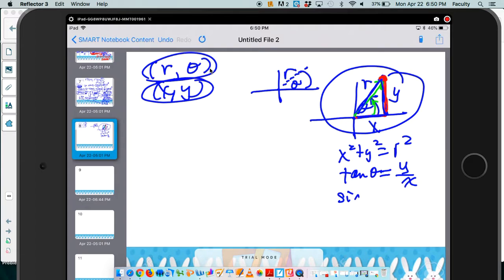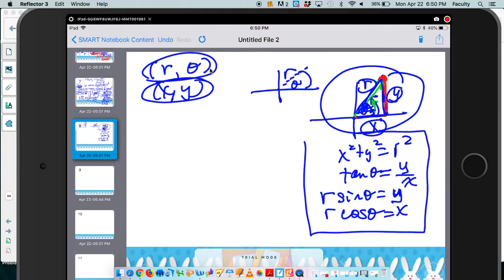Also, we can see sine of theta is y over r, but I'm going to move my r over here and multiply. So I'm going to say r sine theta is y, and cosine theta is x over r, or r cosine theta equals x. These you can all get from the picture, and those are real key components to polar graphing.